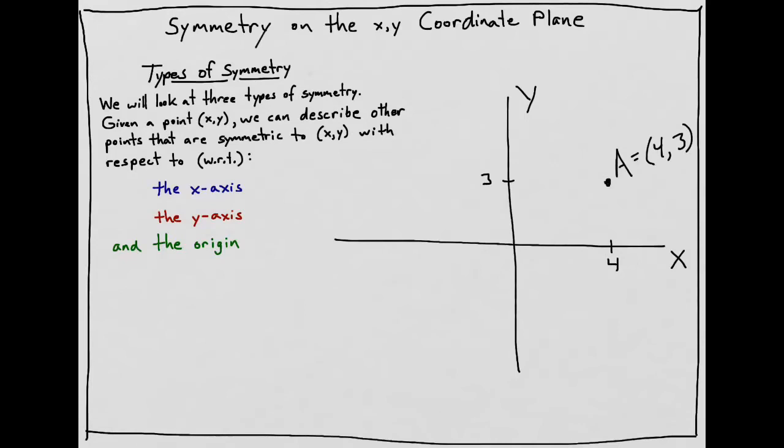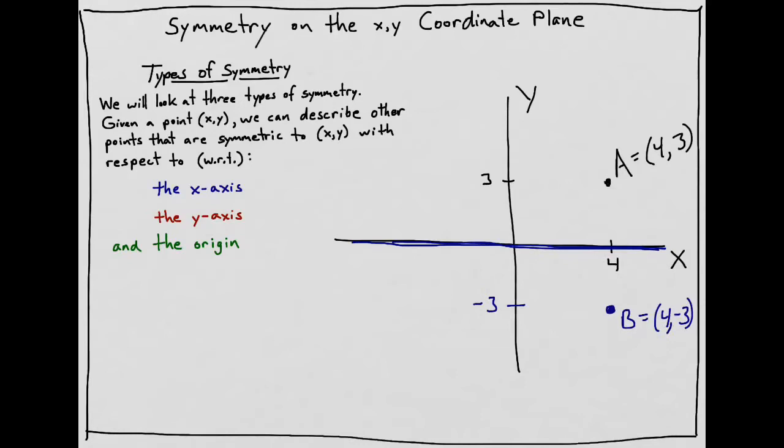The idea of symmetry can help us describe relationships between different points on the coordinate plane. For example, I'd like to consider 3 different types of symmetry. We describe points as being symmetric with respect to the x-axis if their position is balanced across the x-axis. Relative to the point A, the symmetric point would be exactly on the opposite side of the x-axis and the same distance away from it. So the coordinates for that point would be 4, -3.